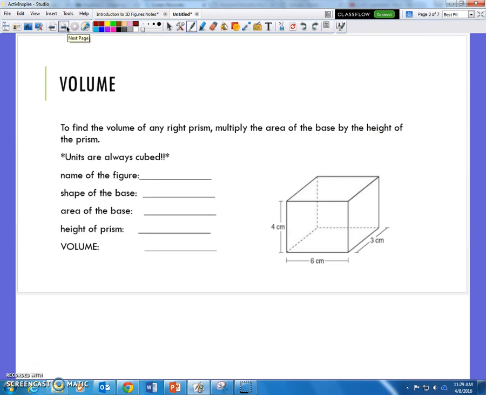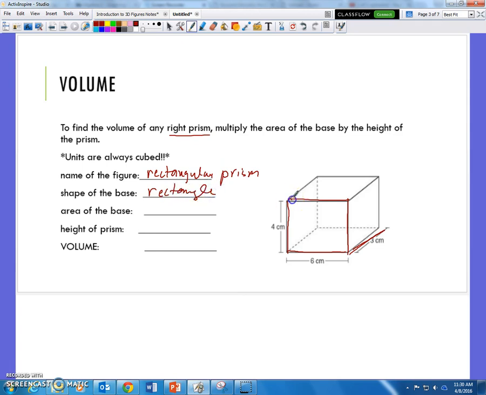Let's take a look at another one here. Again, same stuff. If we're talking about a right prism, that means our lateral faces must be rectangles. We're going to multiply the area of the base by the height of the prism. Okay, so again, looks like our base in this one is labeled for us. There's the base, and there's our height right there. So those are the numbers we're using. This happens to be a rectangular prism because its base is a rectangle.